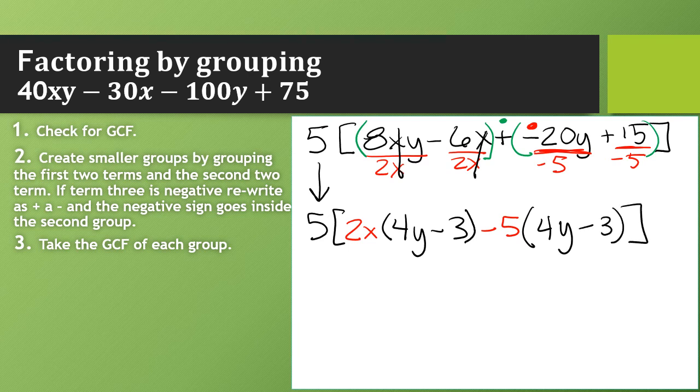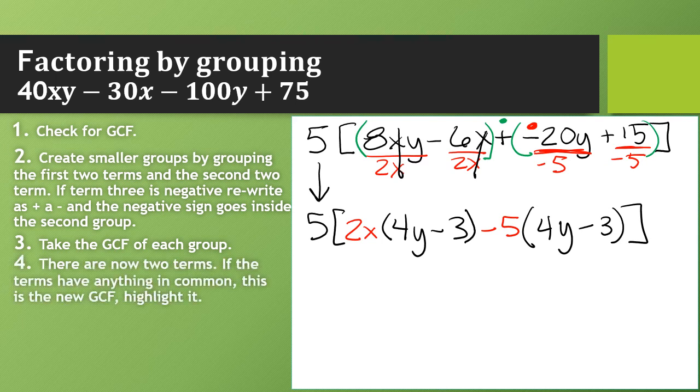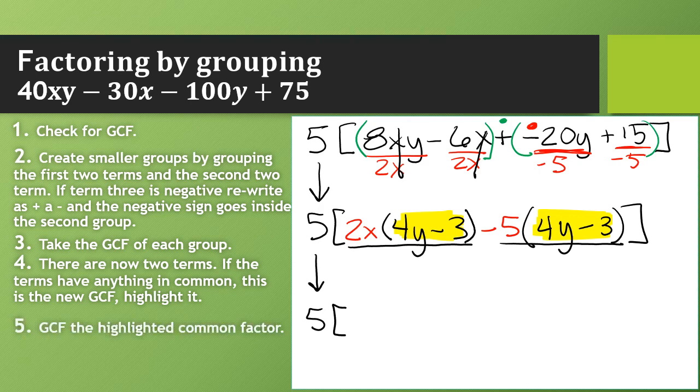Close my square bracket. So step 4 says, all right, we now have two terms. Underline term 1, underline term 2. This 5 is going to come down. So now I say, okay, if there's anything in common, I'm going to highlight it. So I look at term 1, I see a 4y minus 3. I look at term 2, there's a 4y minus 3. So after you highlight it, this becomes your greatest common factor. So I'm going to GCF out the 4y minus 3.